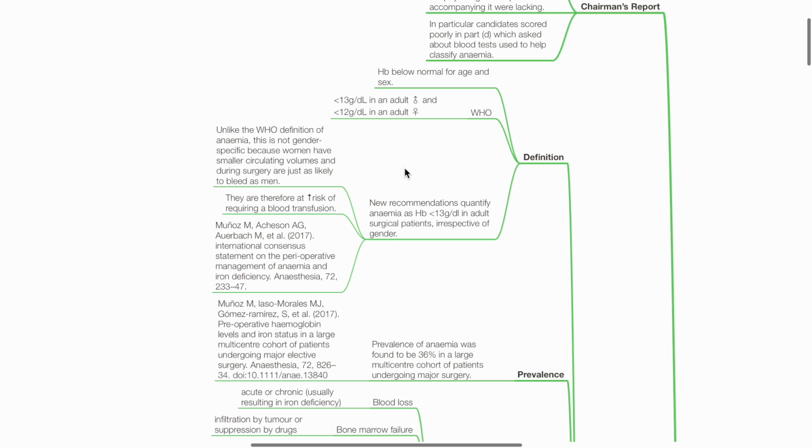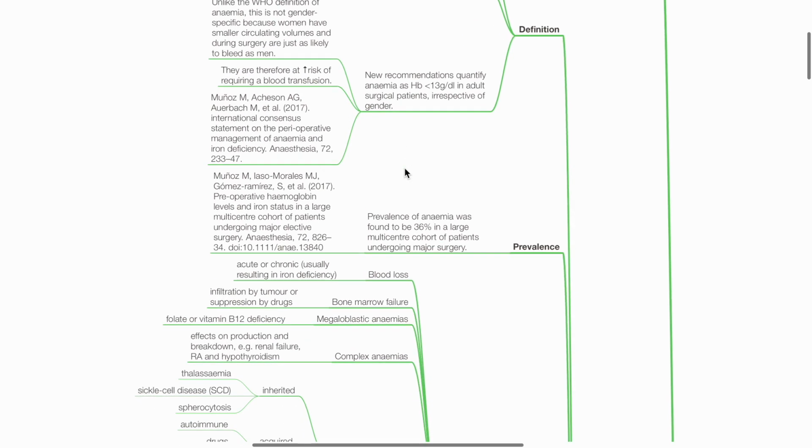Unlike the WHO definition, this is not gender-specific because women have smaller circulating volumes and during surgery are just as likely to bleed as men, and women are therefore at higher risk of requiring blood transfusion. Prevalence of anemia was found to be 36% in a large multi-center cohort of patients undergoing major surgery, Munoz M et al.